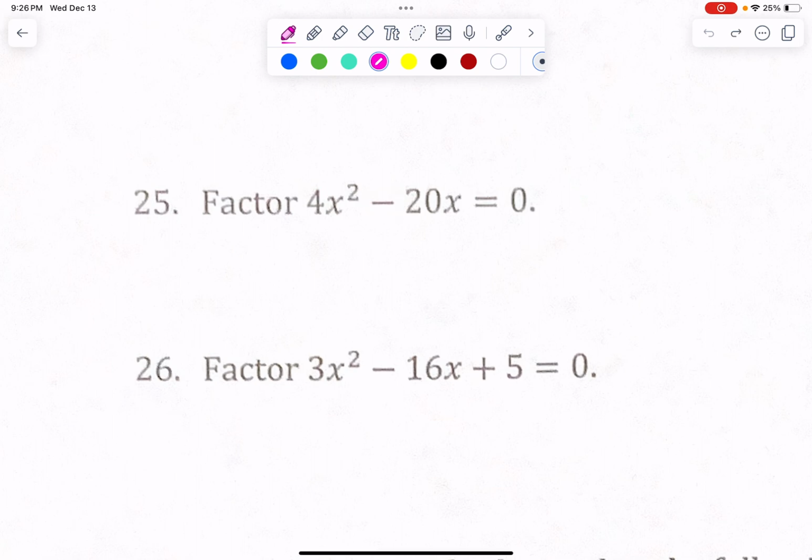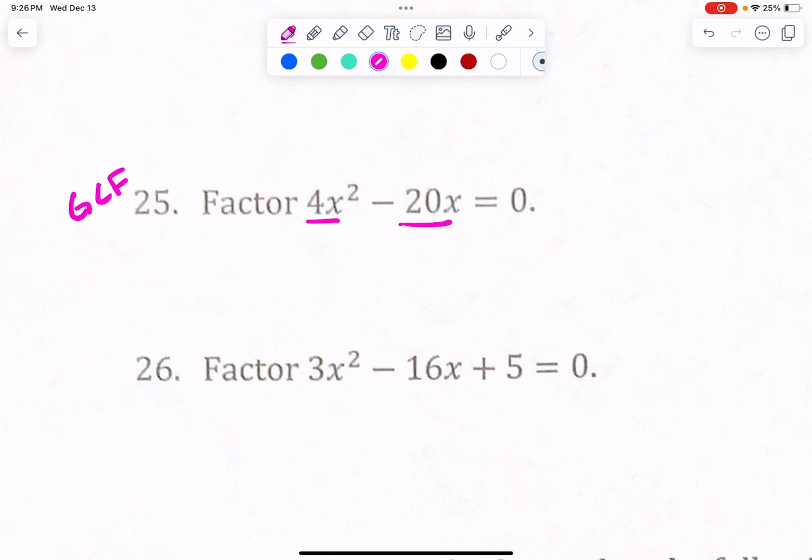All right, 25. It's a difference. There's a minus between them, and there's only 2 terms, so it's not a trinomial, right? But I can take the square root of 4, but I can't take the square root of 20. So that's making me think it's not a difference of squares. But one thing I notice is that those 2 pieces, I can pull something out of it. So this is going to be a greatest common factor.